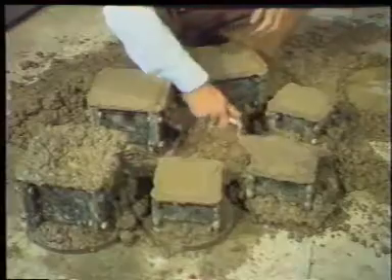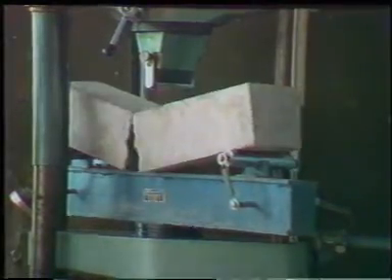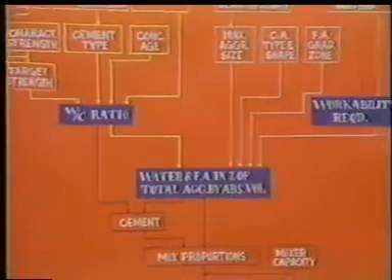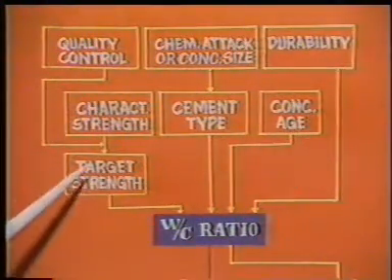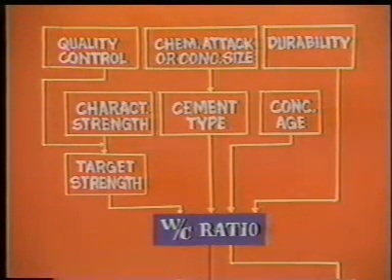Mix design consists of determining proportions of various ingredients so that the resulting concrete satisfies the requirement of plastic as well as hardened concrete. Mix design procedure involves finding target strength on the basis of characteristic strength and quality control at site. Type of cement and target strength help in deciding water-cement ratio.